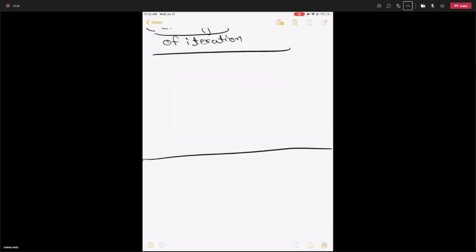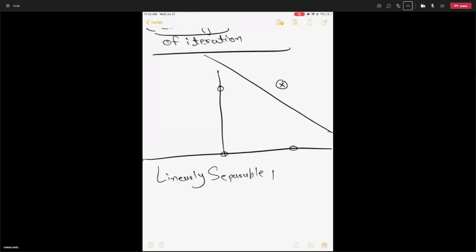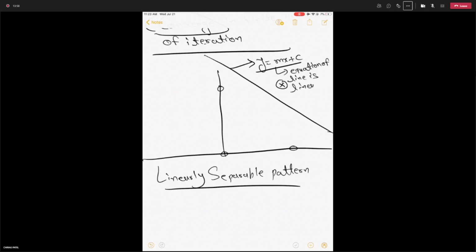First, we will see this AND gate. This is your 0, 0. These are all labeled as 0, and this is your label 1. This is a linearly separable pattern. Why is it a linearly separable pattern? If you write down the equation of this line, the line equation is y is equal to mx plus c. The equation of the line is linear. That's why it's known as a linearly separable case.